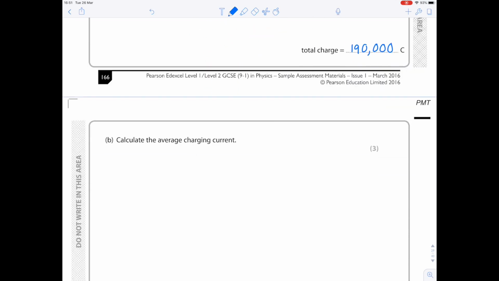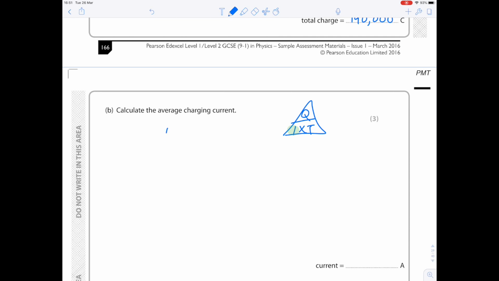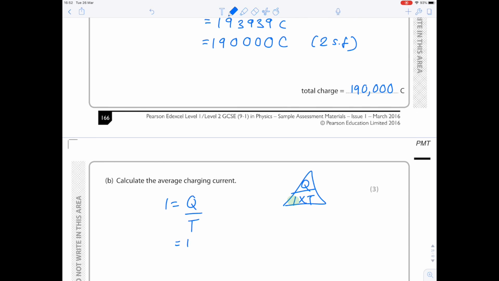Calculate the average charging current. This time you need to use this formula triangle, which states that current given by I is charge divided by time. We've just calculated Q. I'm going to use my unrounded number for accuracy's sake.